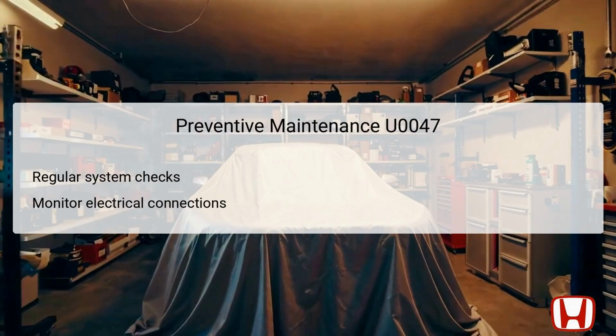To prevent the recurrence of issues such as DTC U0047, implementing a proactive maintenance plan is invaluable. Regular checks on the vehicle's electrical systems, including the power and ground circuits for critical components like the infotainment control unit and gauge control module, ensure early detection of potential faults. Keeping clean and tight electrical connections can go a long way in reducing communication errors in the vehicle.